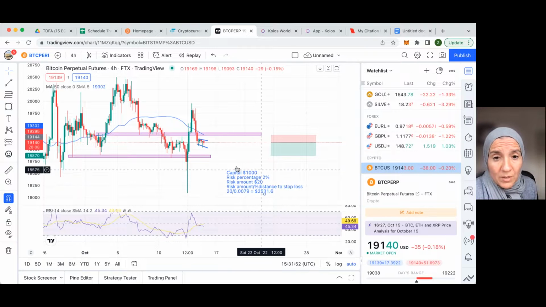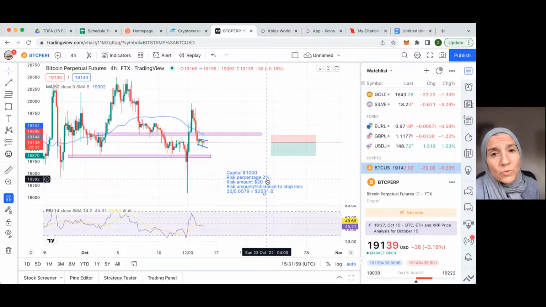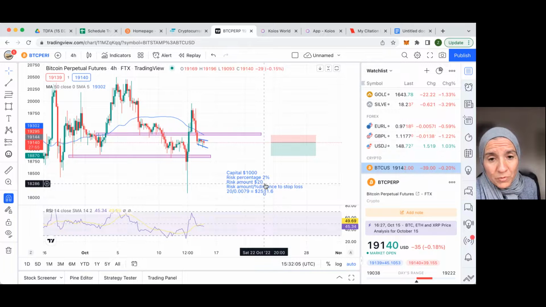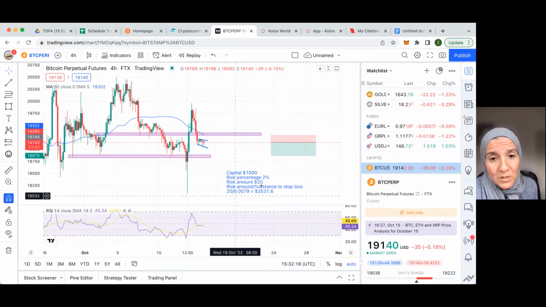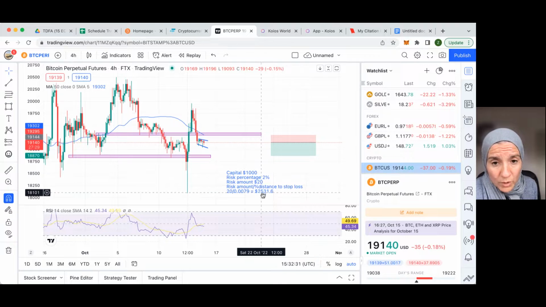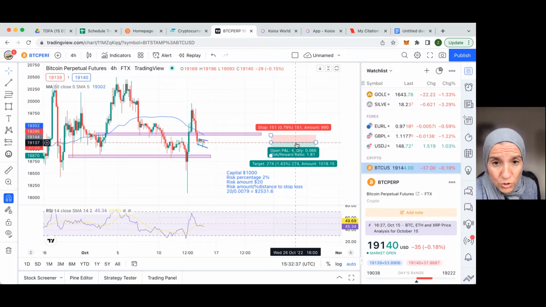So let's say if I have a capital of $1,000, I would go for a risk percentage of 2%. I'm not really confident about it, so 2% I think would be reasonable. A risk amount of $20. To calculate the position, we do the risk amount divided by the percentage distance to the stop loss. So 20 divided by, the distance to stop loss is 0.79%, so 0.0079. So I would start with a position size of 2,531. And that's how I would short the stock.